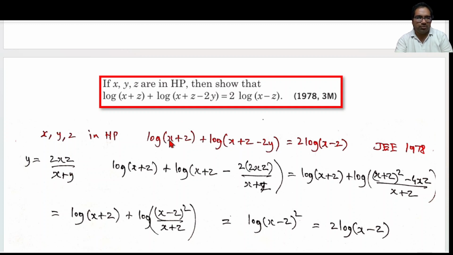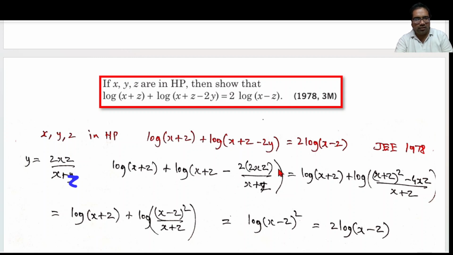Now let's take this expression, log of (x plus z) plus log of (x plus z minus 2y). Let's take y equals 2xz by (x plus z) and substitute it here. Replace this y with 2xz by, sorry, there's a typo here. This should be 2xz by (x plus z), not y. So this becomes log of (x plus z) plus log of (x plus z minus 2 into 2xz by x plus z).